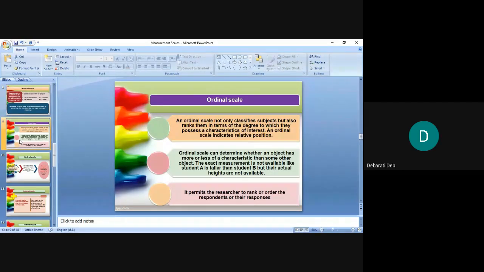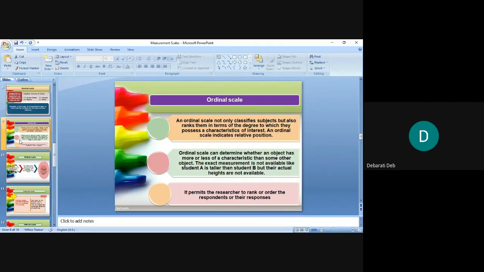Now comes a little better scale, which is called ordinal scale. An ordinal scale not only classifies subjects but also ranks them in terms of the degree to which they possess a characteristic of interest. An ordinal scale indicates relative position.